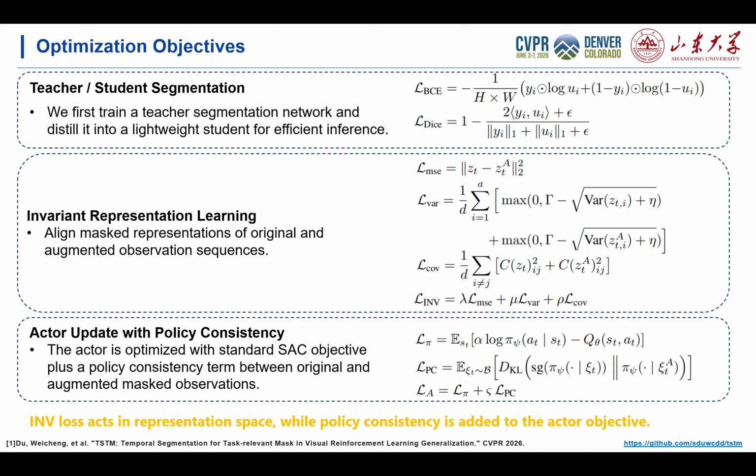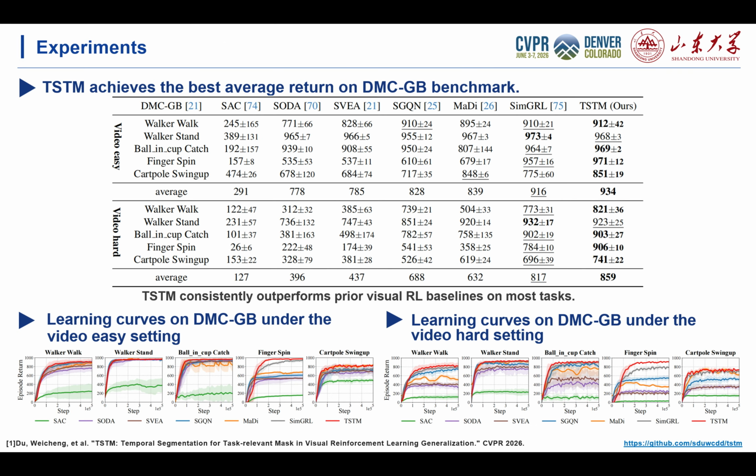Third, for actor update with policy consistency, the actor is optimized with the standard DrQ-style actor objective, plus an additional policy consistency term between the original and augmented masked observations. So the key point is the invariant loss acts in representation space, while policy consistency is added to the actor objective. Now I will present the main experimental results.